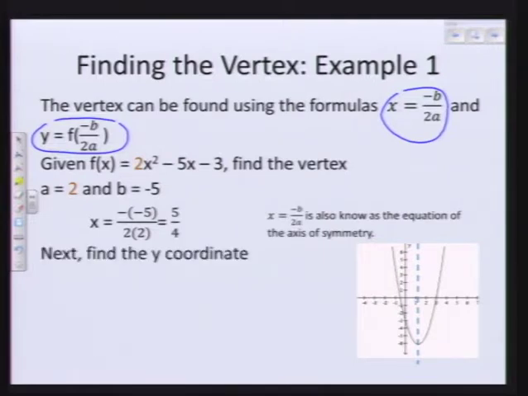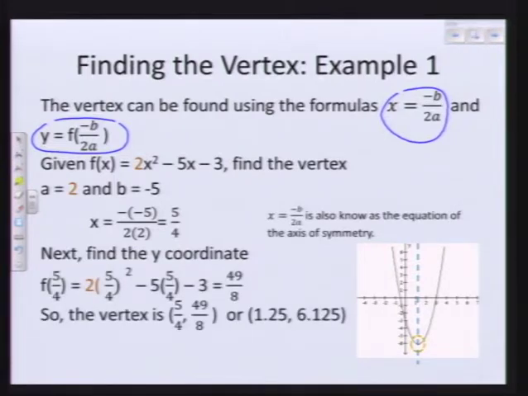All right, so next we're going to find the y-coordinate here. To do that, we're going to plug in the 5 fourths. So notice that up in the beginning here, we had this fancy formula that was maybe a little bit scary to you, the f of negative b over 2a. Well, basically what happens there is we're going to take this value of x, the 5 fourths, and plug it into the function everywhere we see an x. Okay, everywhere we see an x. And so then we're going to do the math.